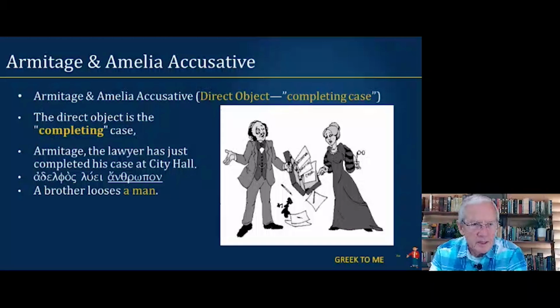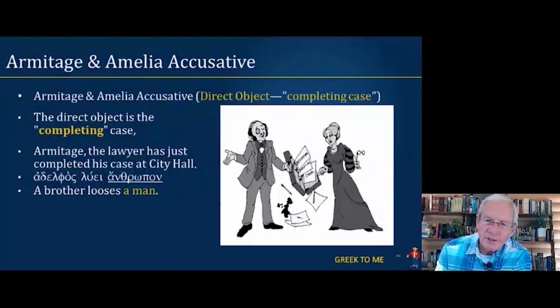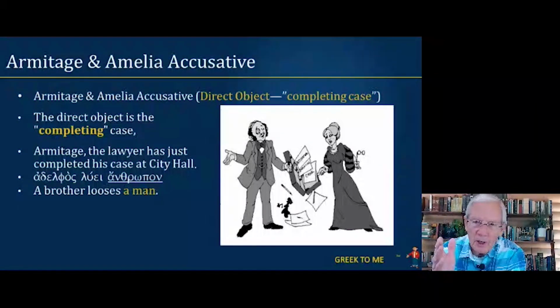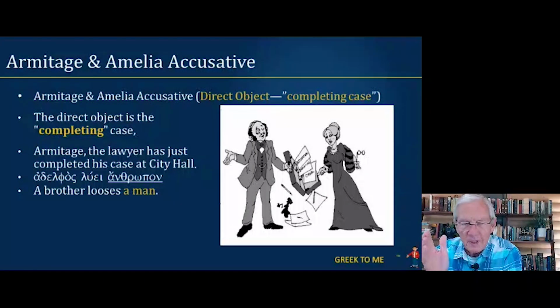So here's the Greek here. Adelphos, lue, anthropon. Adelphos is a masculine singular nominative. That's your subject. Lue, present active indicative, third person singular. Anthropon, this is a masculine singular accusative. That's the direct object.